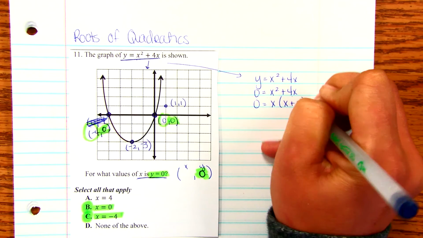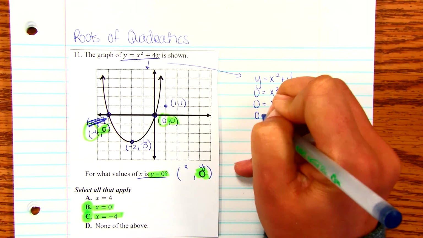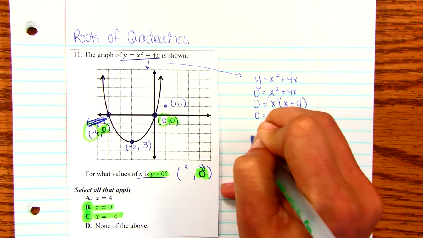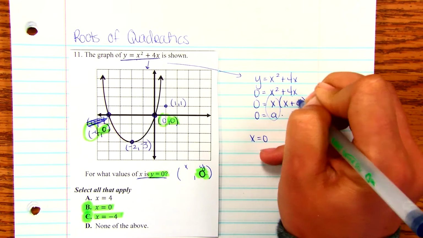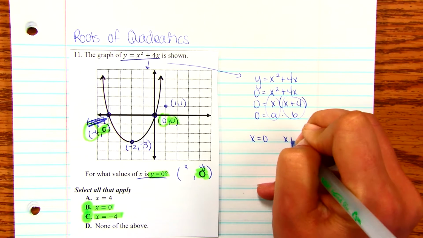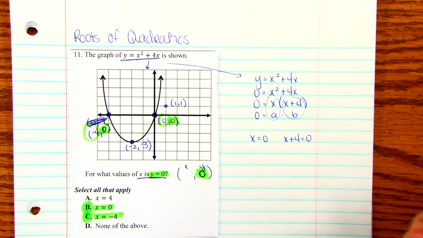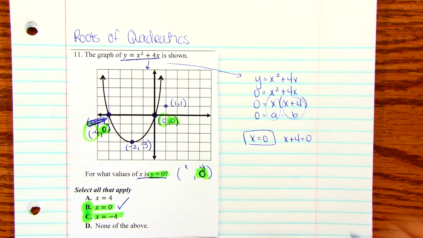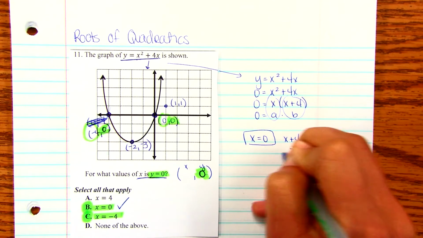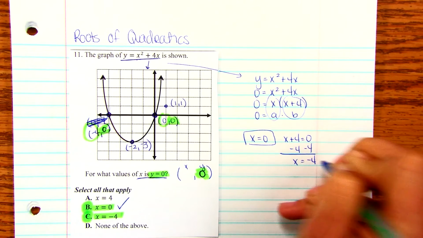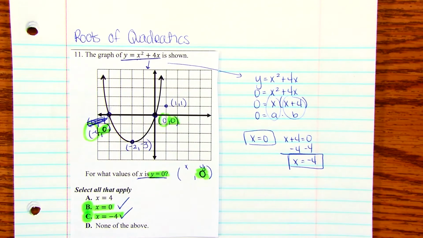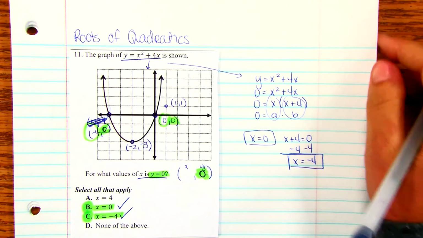This is just the zero product property where a times b equals 0, so either a equals 0 or b equals 0. So x equals 0 is already an answer. Here I would subtract 4, and I'd find that my other answer is negative 4. So either looking at the graph and finding the coordinates where y equals 0, or you can solve it algebraically if you wanted to.